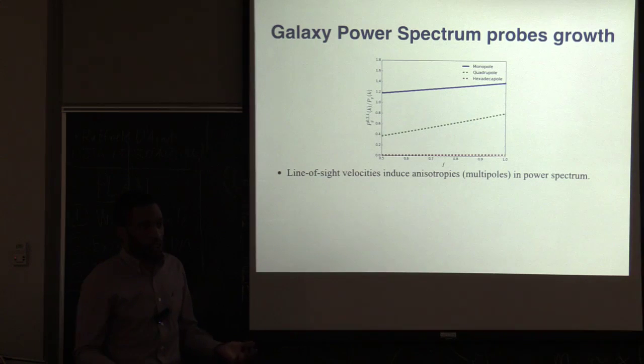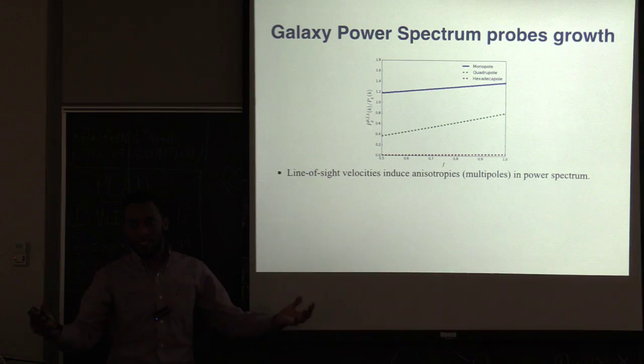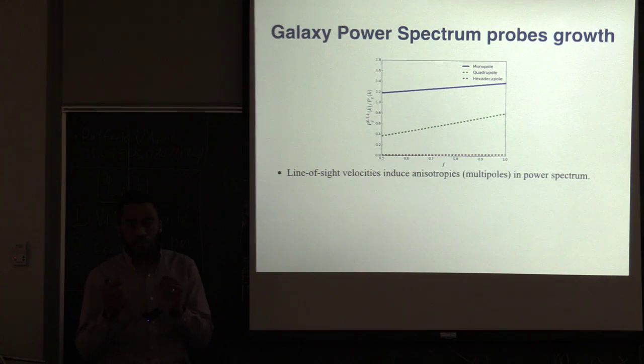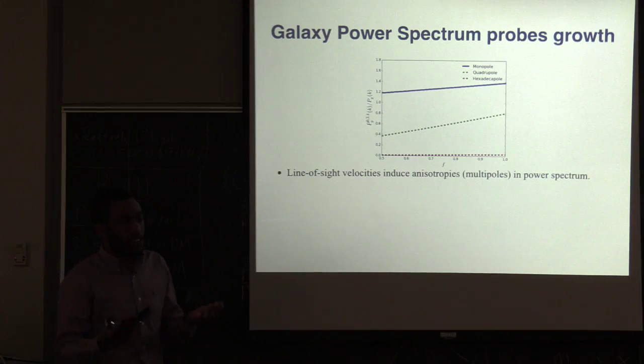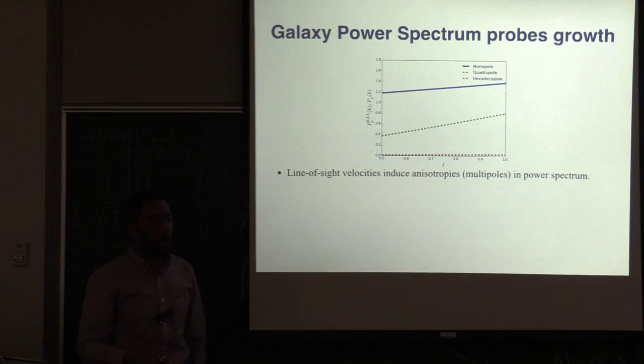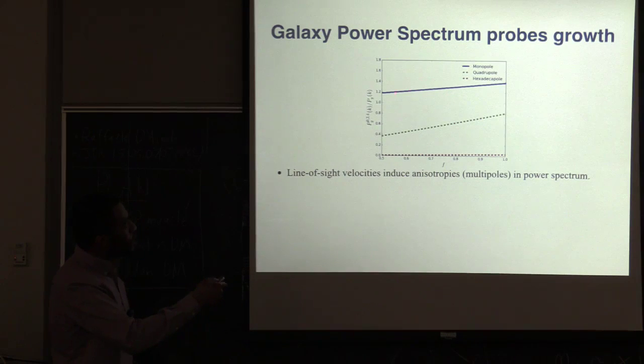Specifically, if structure is growing and you have a distribution of galaxies, those galaxies will not just be influenced by the cosmic expansion of the universe, they will also be influenced by each other. The galaxies will attract each other. And this is a source of this growth of structure, this second process of gravity that we're probing. But these line of sight velocities will cause an anisotropic power spectrum, in the sense that you will have not just a monopole power spectrum, but you will have multipole power spectra. Specifically, what's shown here is a plot for how the different multipoles, specifically the monopole, the quadrupole, and the hexadecapole, are L equals 0, L equals 2, and L equals 4.